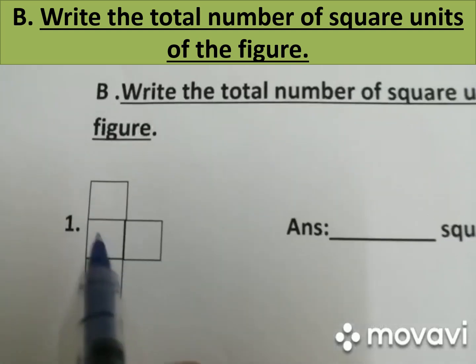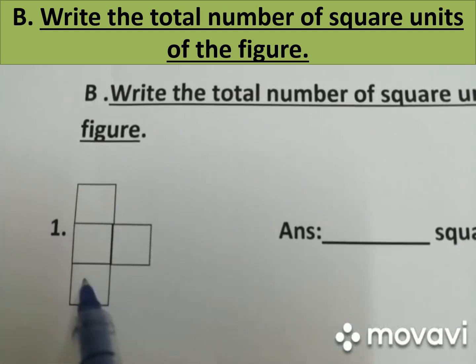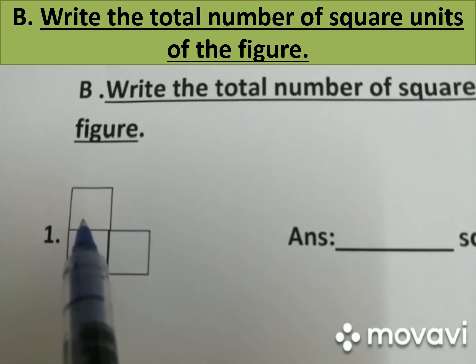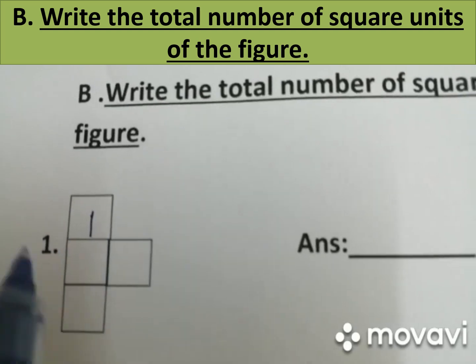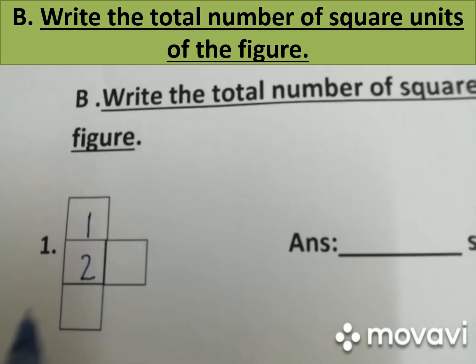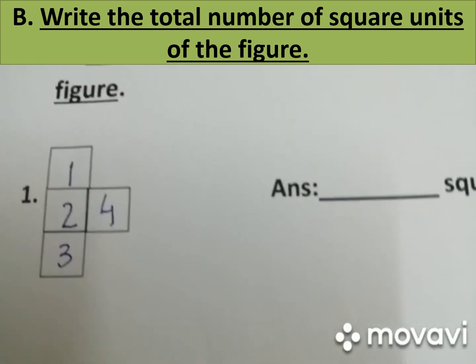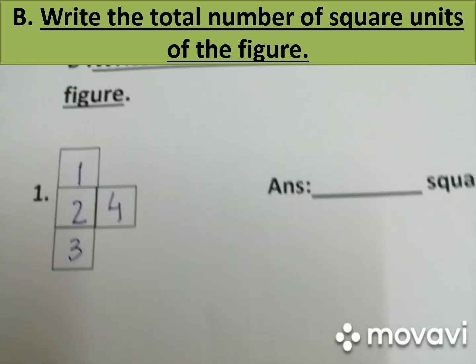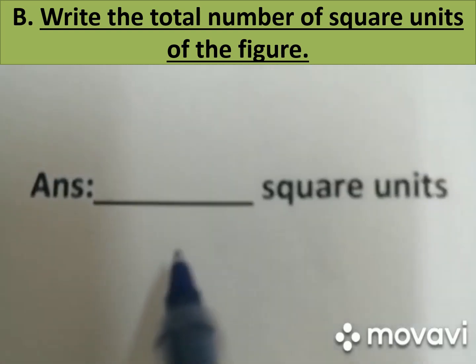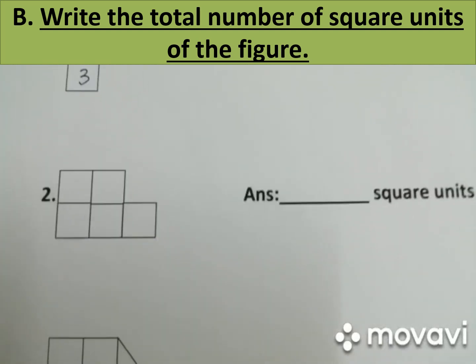This is part 1. Can you tell me how many square units are here in this figure? This is one shape, a plain figure. So let's count it. How many square units are here? Count it. 1. Very good. 2, 3, 4. Now can you tell me how many square units are here? Exactly. There are 4 square units in this figure. So what will we write here? Very good. We will write just 4.